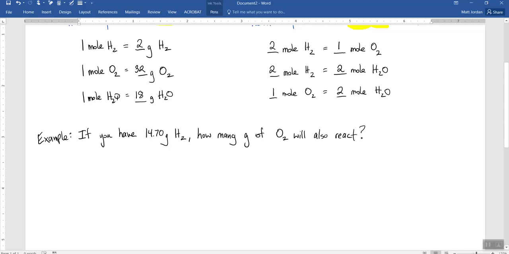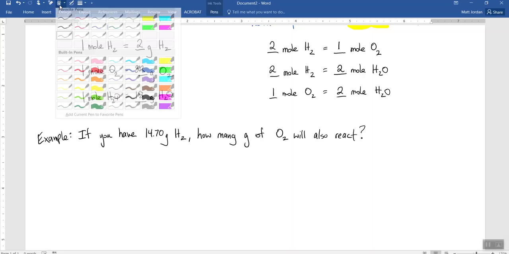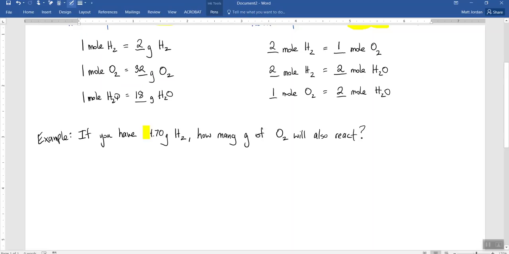Just like every other conversion, you first start with what you're given. So you are given 14.70 grams of hydrogen, so let's write that down. We're going to make our T table, and this unit here is going to be moved down here, just like we always do.